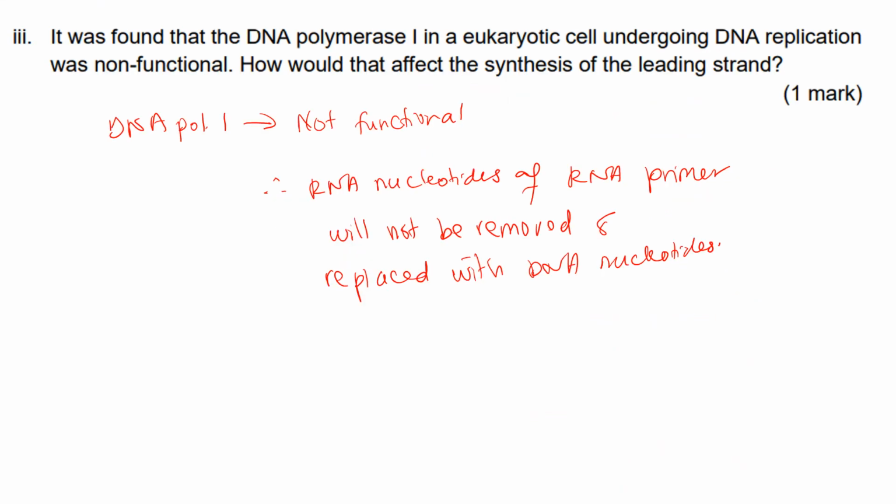Question 3. It was found out that DNA polymerase 1 in eukaryotic cells undergoing DNA replication was non-functional. How would that affect the synthesis of the leading strand? As you know, the function of DNA polymerase 1 is to remove the RNA nucleotides of the RNA primer and replace them with DNA nucleotides. So if DNA polymerase 1 is not functional, the RNA nucleotides of the RNA primer will not be removed and replaced with DNA nucleotides. So that is for 1 mark.